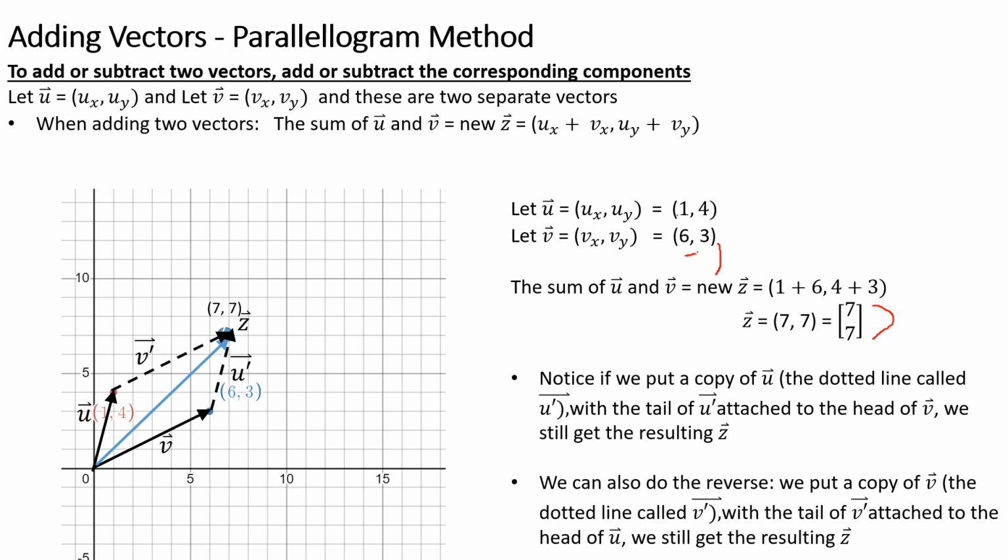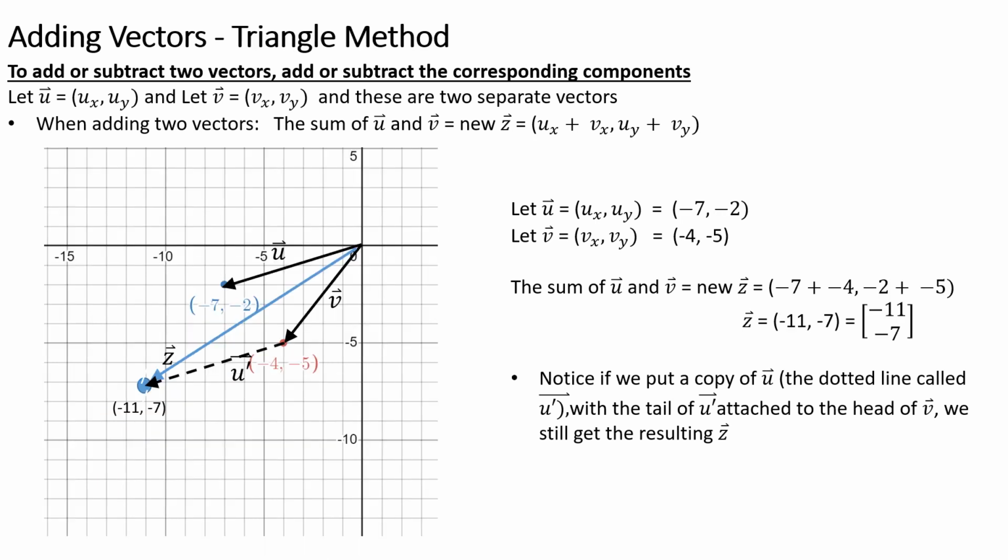What's interesting is vectors, when we're adding, work in the same direction. Instead of adding vector v to vector u like I did, if I add vector u to vector v, here's my vector v. It ends here at 6, 3. And remember, vector u was 1, 4. So I'm going to go 1 across, 4 up. And guess what? I get the same result, which you would expect. Now, this is the triangle method.